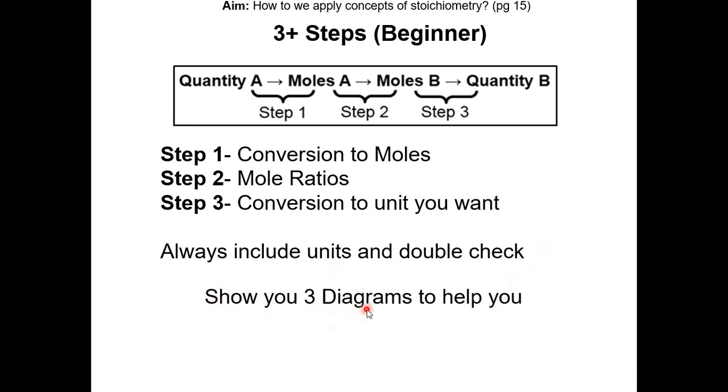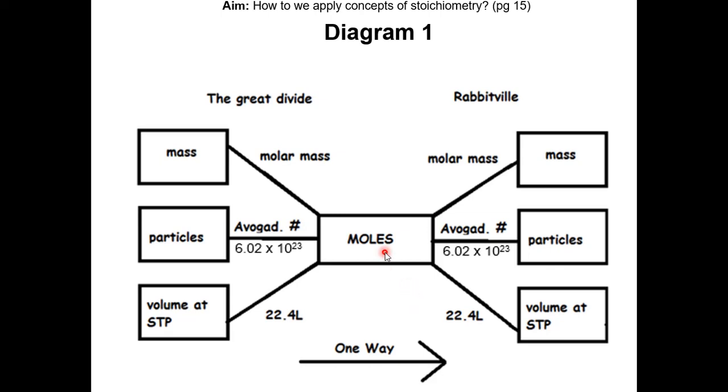I will show you 3 diagrams to help you use this strategy. Each diagram is a different version of the same thing. The first diagram is this one. Imagine there are 2 cities, the Great Divide and Rabbittville. You always start at the Great Divide and your goal is to get into the city of Rabbittville. The goal is to go from the Great Divide to Rabbittville. It's only one way, from left to right.